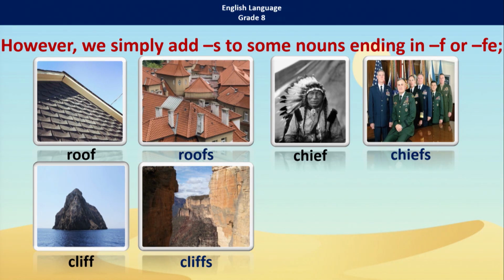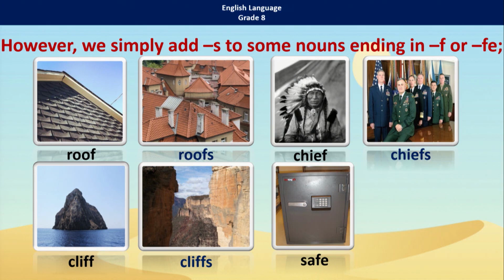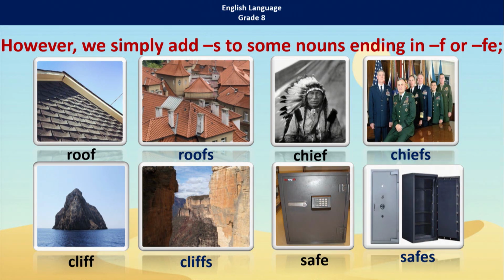A cliff. What do you mean by the word cliff? A cliff is a steep rock, especially facing the sea. The picture explains a cliff to you children. It's a steep rock which faces the sea. Safe, safes. In banks you have safes. Sometimes some people have safes at home as well. Yes. Roof, roofs, chief, chiefs, cliff, cliffs, safe, safes.